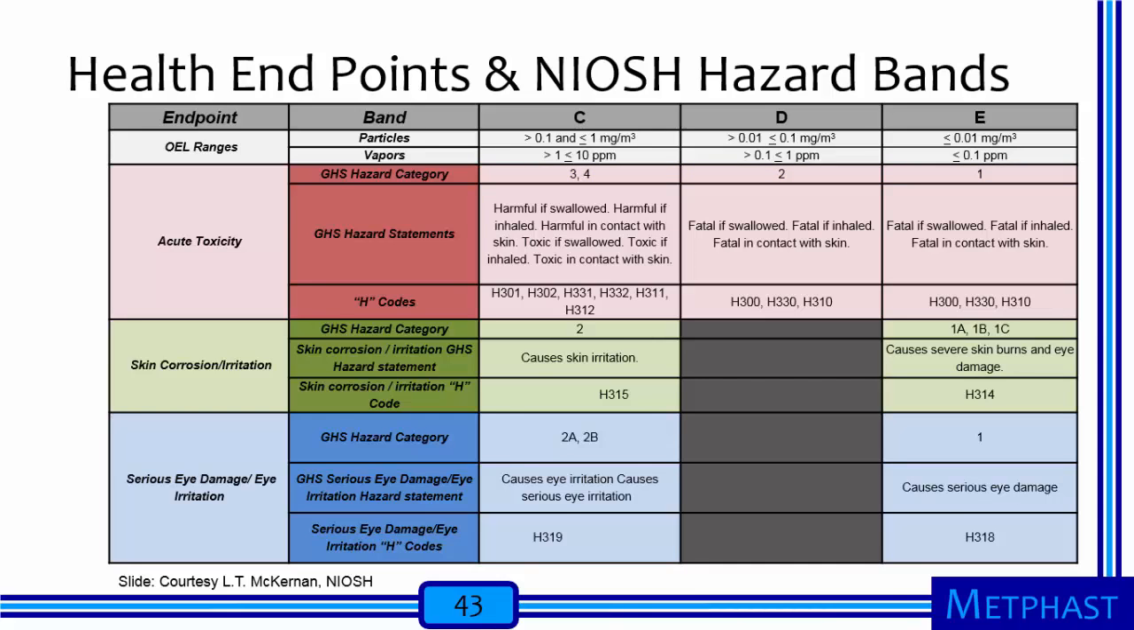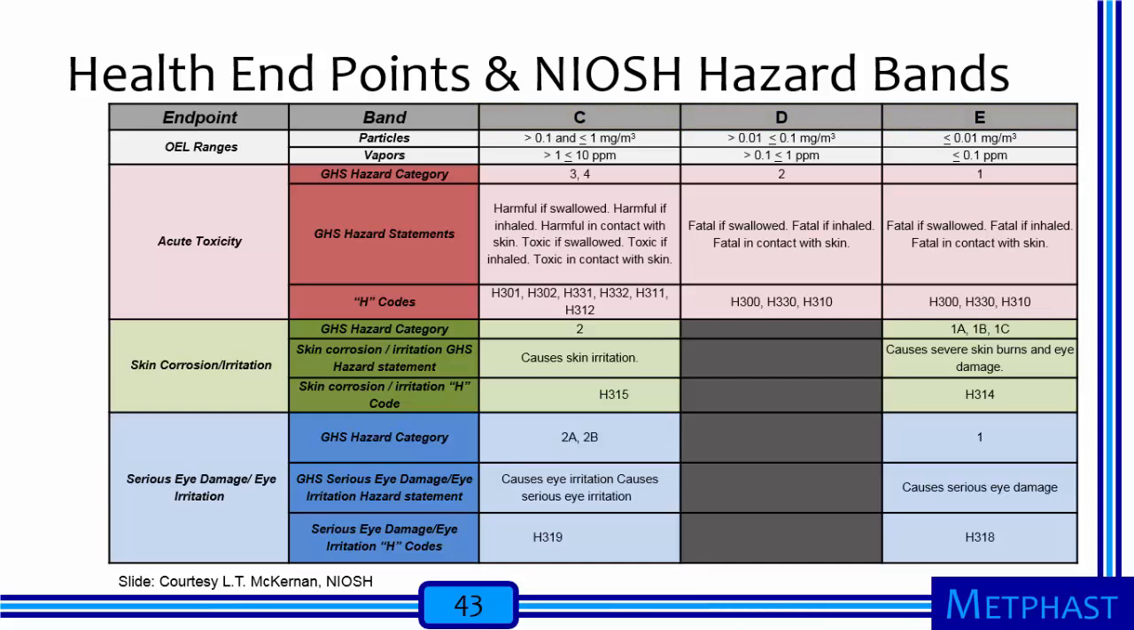The GHS statement corresponding to category 3 and 4 is harmful if swallowed, harmful if inhaled, harmful in contact with skin, toxic if swallowed, toxic if inhaled, toxic in contact with skin. While the hazard statement for category 1 is fatal if swallowed, fatal if inhaled, fatal in contact with skin. The H codes corresponding to these statements are shown in the next row. At the very top, we can see the occupational exposure bands corresponding to the various categories and hazard endpoints.